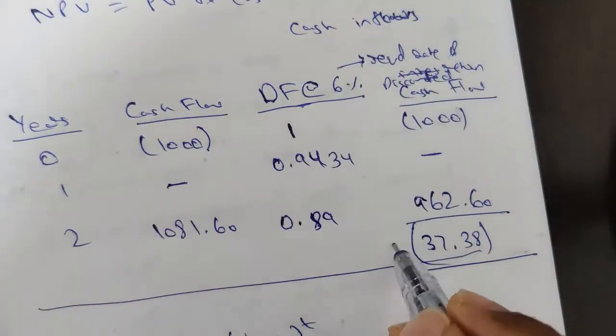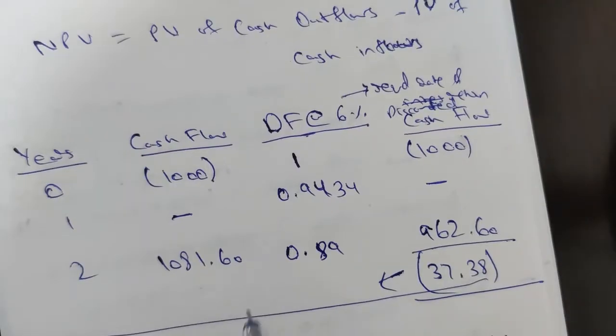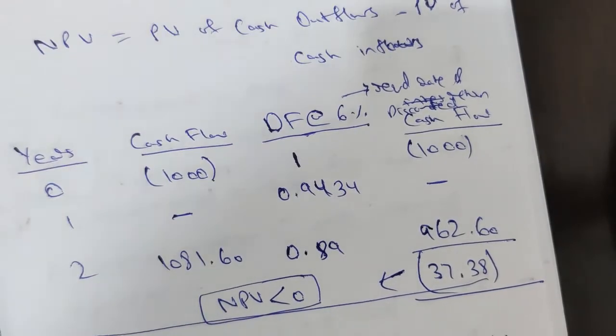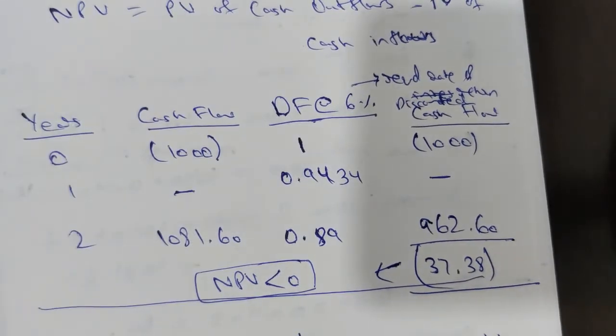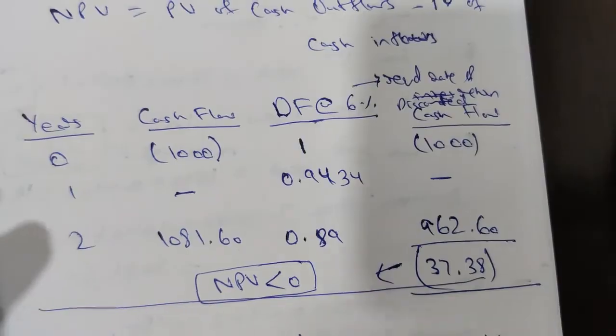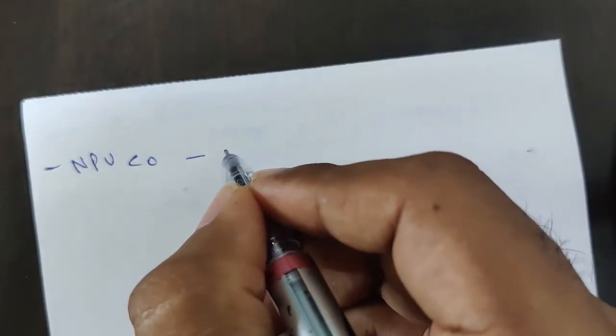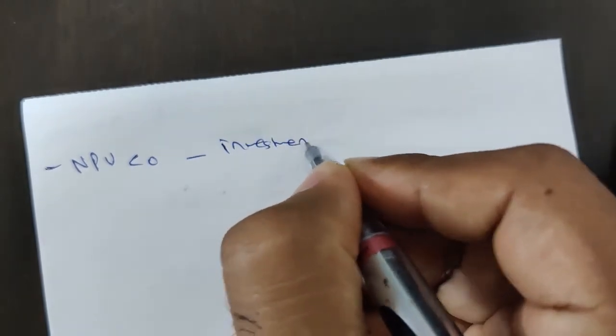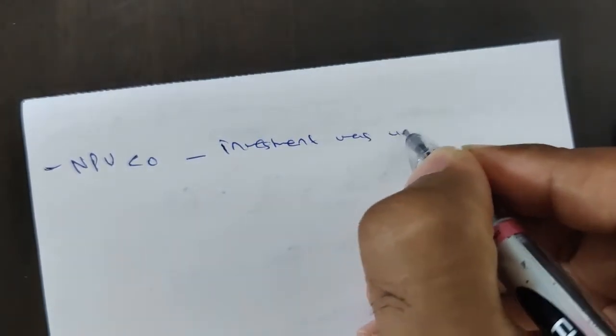No. How did we arrive at the decision? Because the NPV is less than 0. If it had been more than 0, we would have accepted it. So your NPV was less than 0. So that's why the investment was unacceptable.